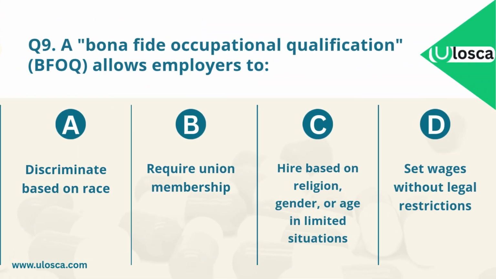Question 9. A bona fide occupational qualification allows employers to A. Discriminate based on race. B. Require union membership. C. Hire based on religion, gender, or age in limited situations. D. Set wages without legal restrictions. Which one is the correct answer?